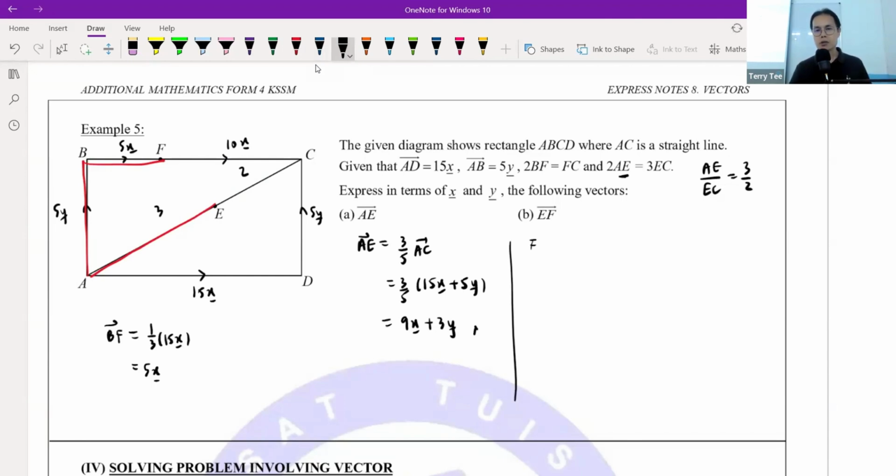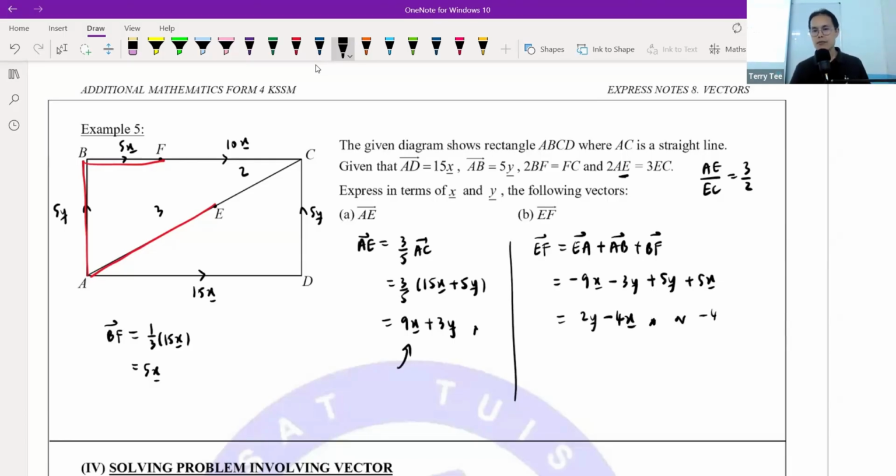So my EF, let me write this down. My EF will be E to A plus A to B plus B to F. EA is the negative of AE, so I'll just add a negative in front. It's a negative of this. Then my AB is 5y. My BF is 5x. So let me write this as 2y minus 4x. Guys, if you write minus 4x plus 2y, can or not? Yeah, it's okay. Normally we put the negative at the back and the positive in front, but if you don't arrange it, it's fine.